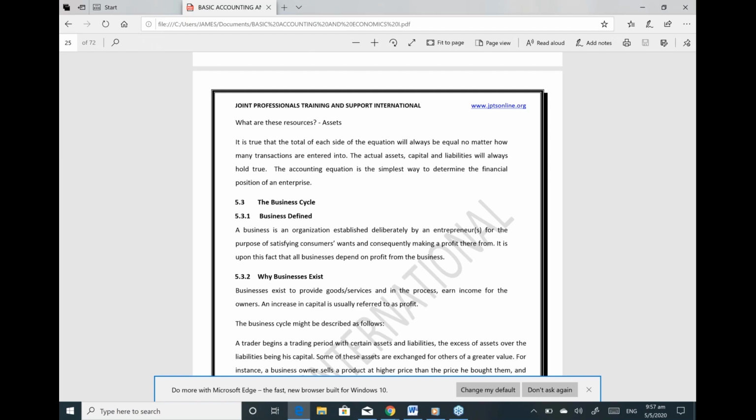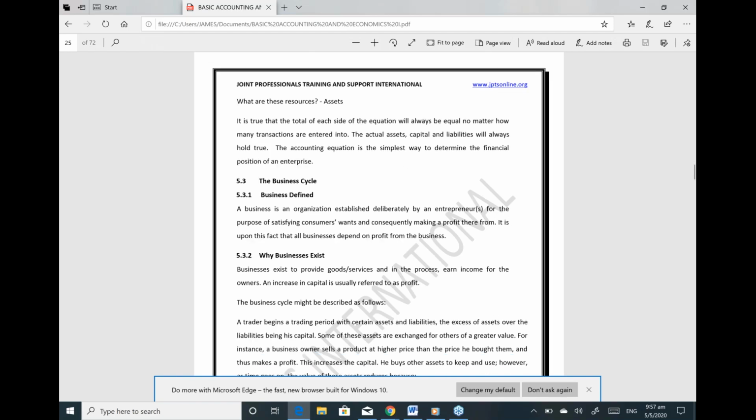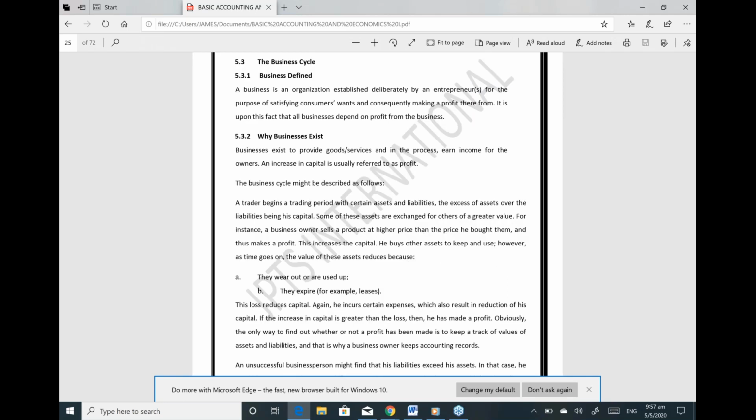Now let's move on to the business cycle. What we mean by business cycle. Now, let's look at the definition of business. A business is an organization established deliberately by an entrepreneur or entrepreneurs for the purpose of satisfying customers' wants and consequently making a profit therefrom.